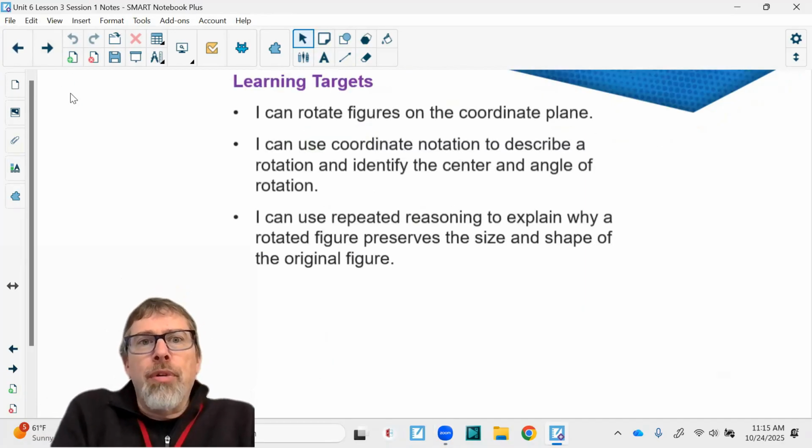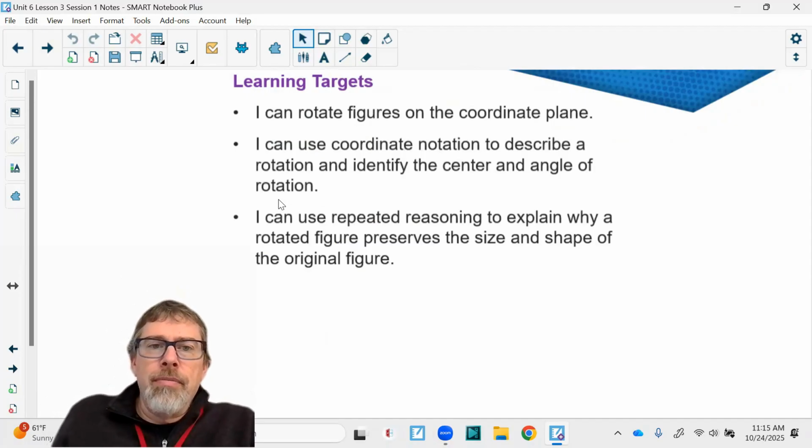Okay, so learning targets. I can rotate figures on the coordinate plane. I can use coordinate notation to describe a rotation and identify the center and angle of rotation. And I can use repeated reasoning to explain why a rotated figure preserves size and shape of the original figure.